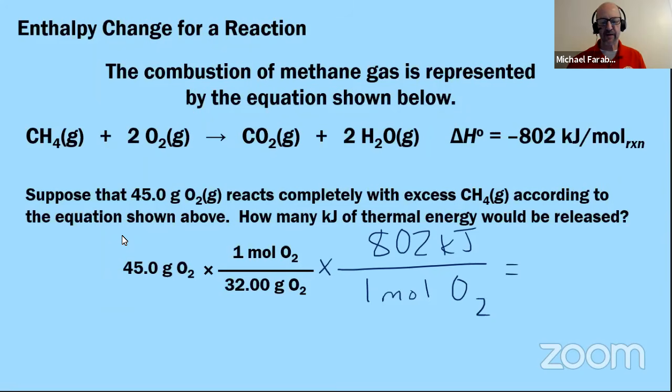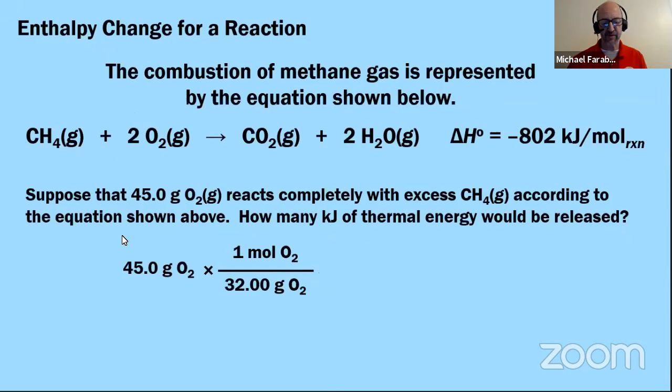All right, and they would do that and get their answer, but it would be incorrect. So if you're going to talk about kilojoules per mole of reaction, you have to focus on the coefficients in the balanced chemical equation. So be careful that you don't make that mistake, which is to neglect the coefficients from the balanced chemical equation. All right, so we have to then get 2 moles of O2 for every 802 kilojoules like that.